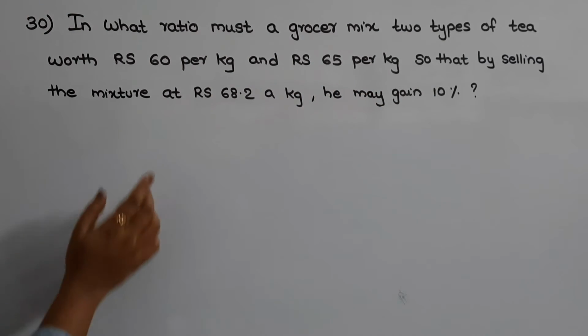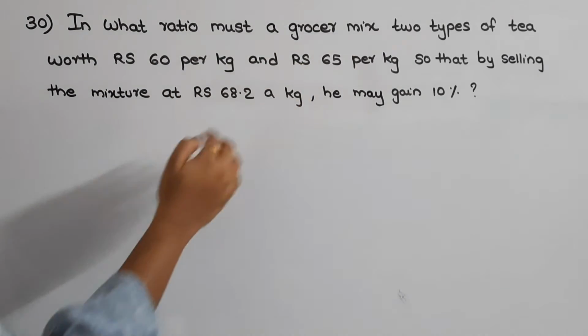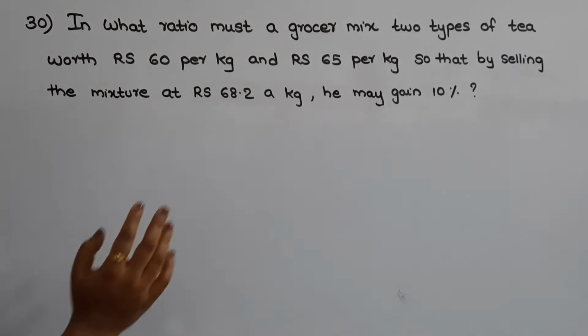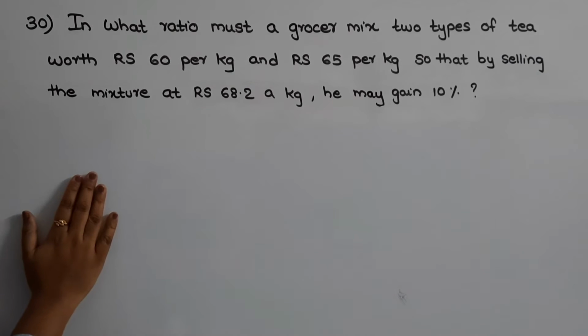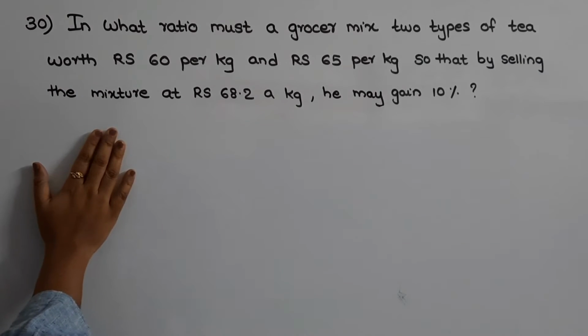The cost price of first type of tea is given as rupees 60 and the cost price of second type of tea is given as rupees 65. This type of question we are doing by alligation method, and this is a problem based on profit and loss.